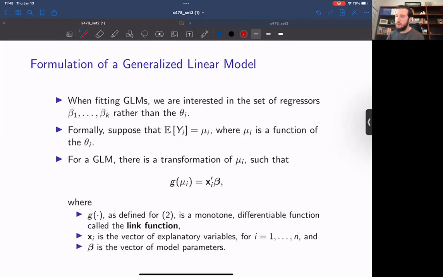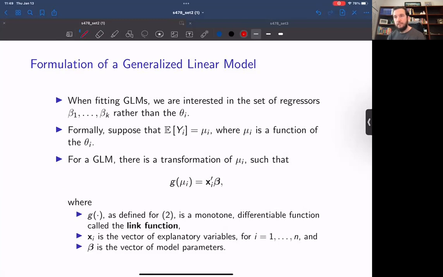In this situation, g is a monotone differentiable function, and we've defined this earlier on in the lecture set. We call it the link function. Now, what I mean when I say it's monotone is that it is a function of mu that either increases or decreases in one direction. So it can't do both. It's strictly increasing or strictly decreasing.